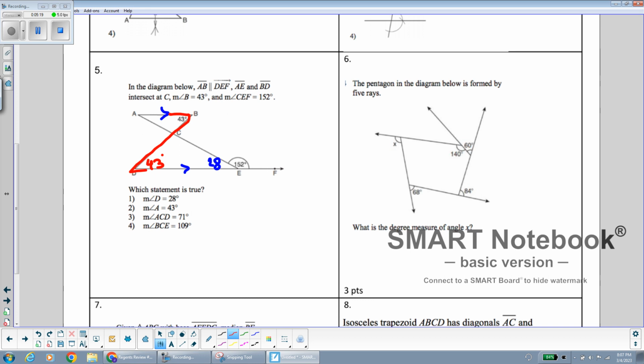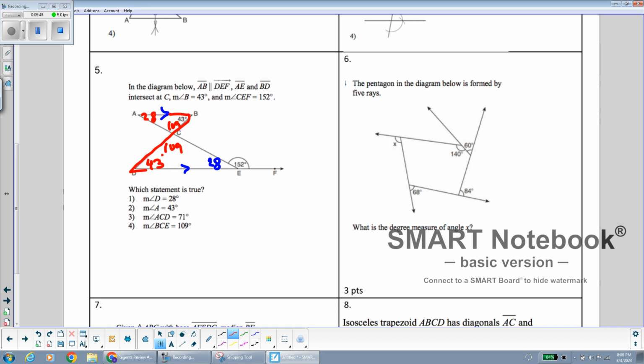43 plus 28 is 71. Since all angles of a triangle add up to 180, if I do 180 minus 71, I get 109 for here. Let me just check out the last angle. 109 plus 43 is 152. 180 minus 152 is 28.